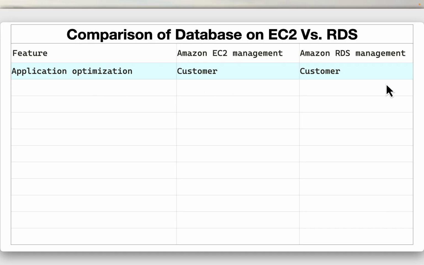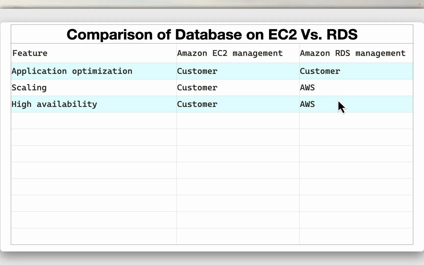So application optimization, anyway, this is a customer responsibility, whether it's on EC2 or RDS. Scaling: in this case you have to install extra EC2, or vertically, if you want to scale, you have to change the machine type. So this comes to the customer. But with RDS, because it is a managed service, AWS takes care of scaling, automatic scaling. Then high availability, again AWS will take care.